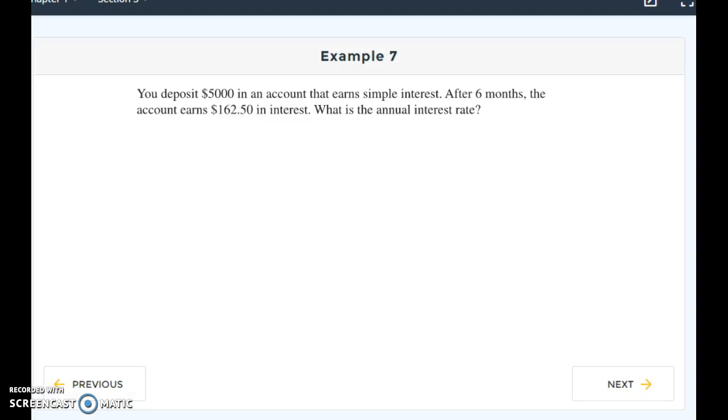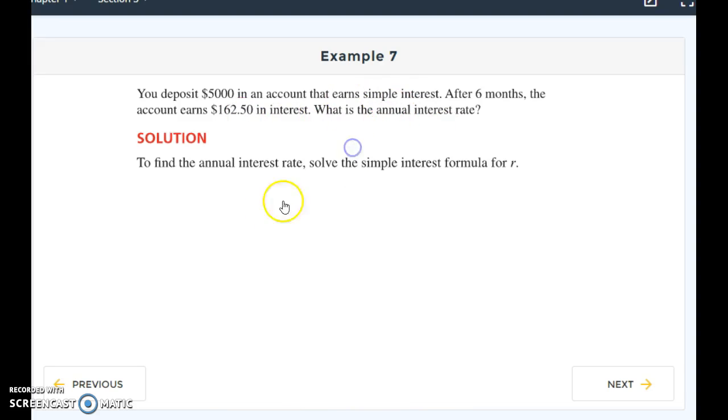Okay, so here's another one where we're going to be looking at that interest formula that you saw in that core concept. So if I deposit $5,000 in an account that earns simple interest, after 6 months the account earns $162.50 in interest. What's the annual interest rate?